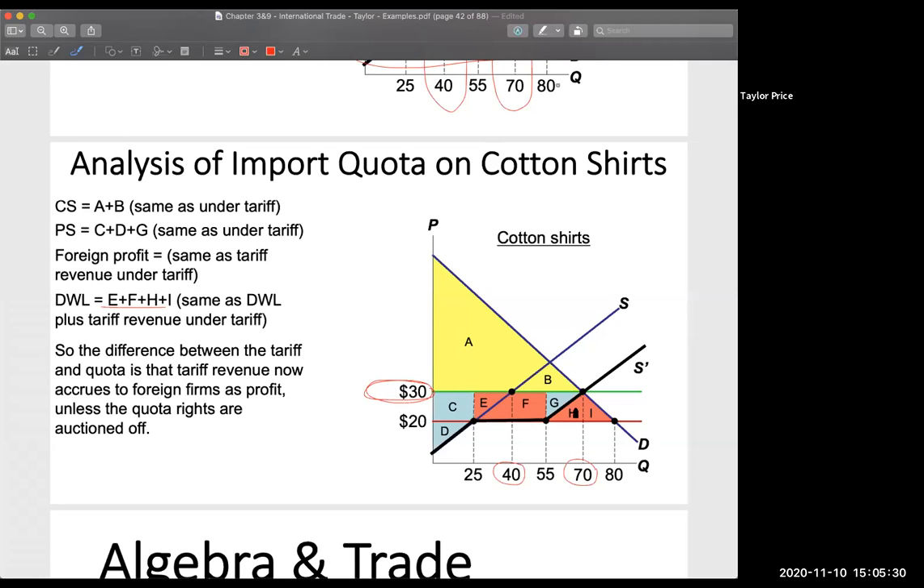And the reason for that is because producer profit is still gained at this point. Because this is the amount of profit that foreign companies are getting by importing. So notice here it says foreign profit is the same. So foreign companies are not losing anything compared to a tariff, but you just find their profit differently. Does that make sense for the quota? Because I know quotas, I always find them a little weird compared to tariffs.